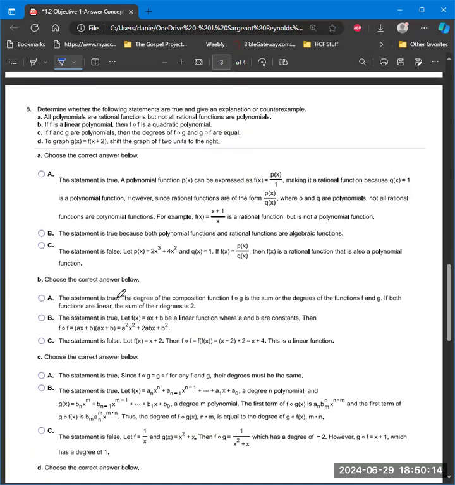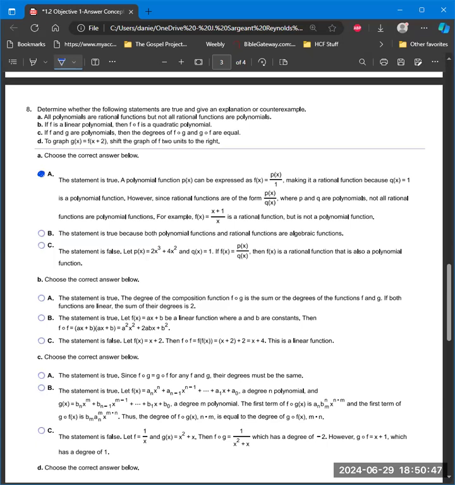Number 8, determine whether the following statements are true and give explanations or counterexamples. A says all polynomials are rational functions, but not all rational functions are polynomials. The statement is true, because a polynomial function p of x can be expressed as f of x equals p of x over 1, making it a rational function because q of x equals 1 is a polynomial function.